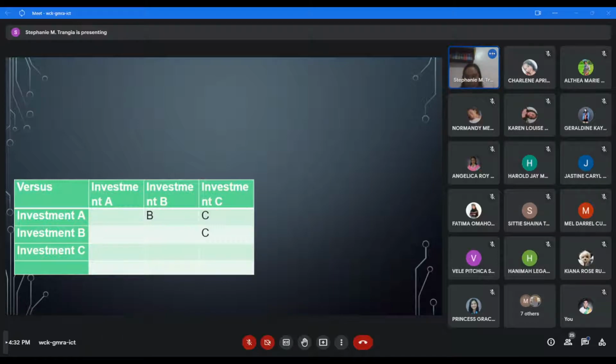In this match-up, if it's a point system, B gets 1 point, but C gets 2 points in the head-to-head match-up. So, therefore, using this method, C wins.